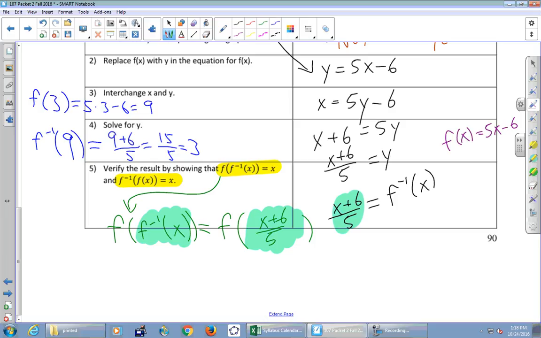Okay, so here's the hard part. This particular function takes whatever's in the parentheses and puts it right there, right? It multiplies by 5 and then it subtracts 6. That's what we're doing down here. It's just more complicated, but it's the same process. Take what's in the parentheses, multiply it by 5, and subtract 6. So back here, this equals 5 times x plus 6 over 5, and then subtract 6. That's the hardest part right there.